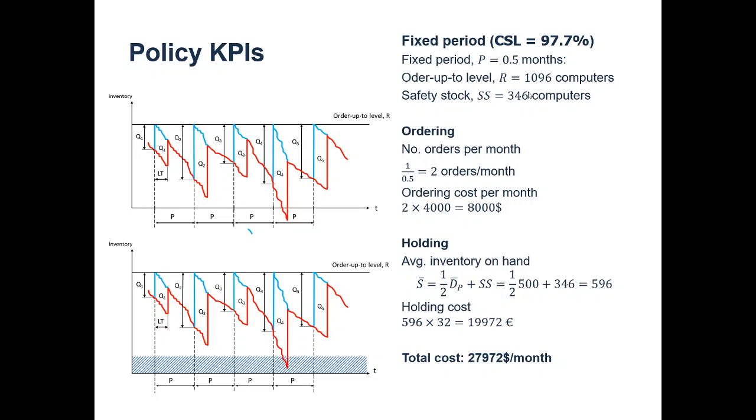The unwrapped level is 1096 computers and the safety stock is 346 computers. So since we are ordering every half a month, we are ordering twice a month, and that represents the cost of twice the cost of every order, which is $4,000, which is this $8,000. As to the holding cost, what we have is the following.